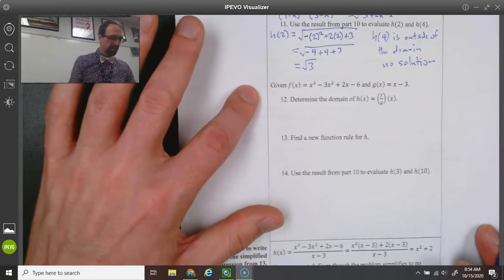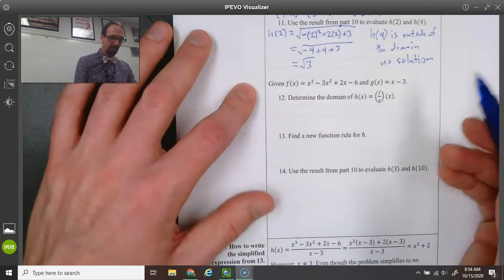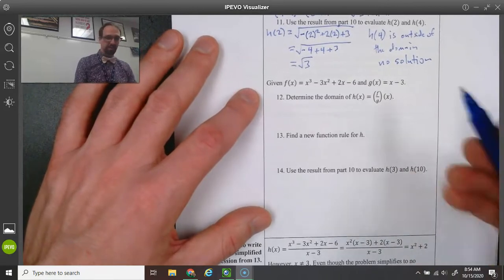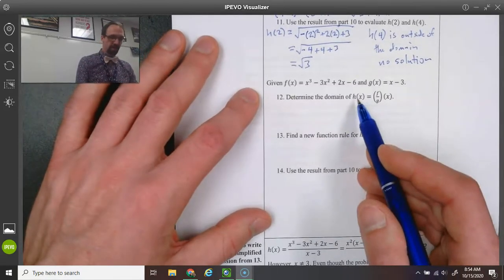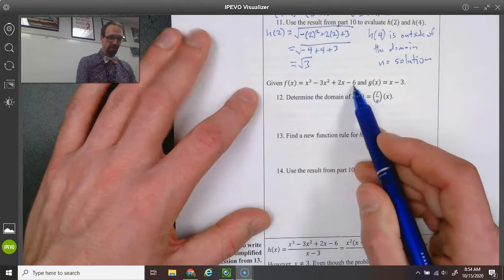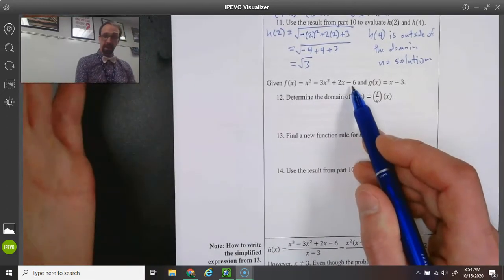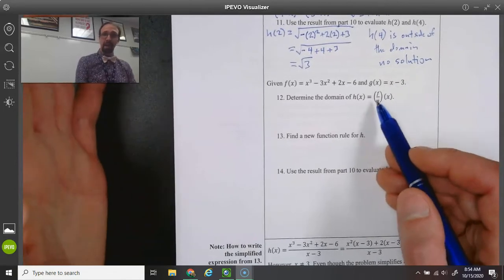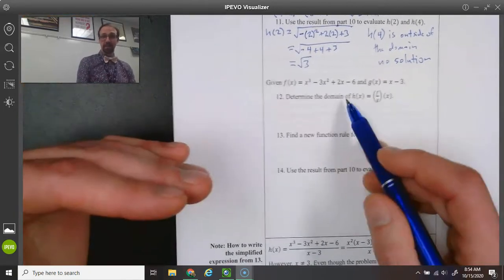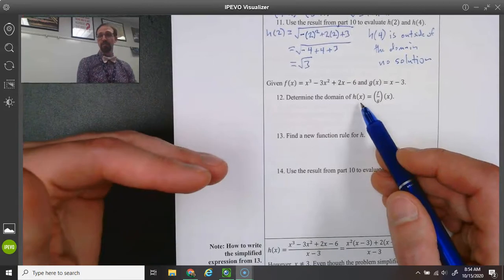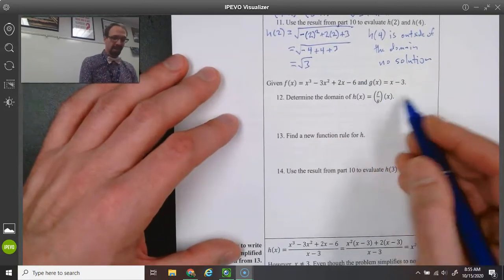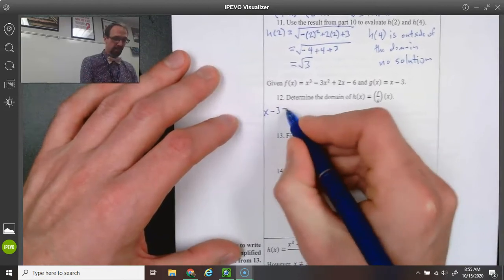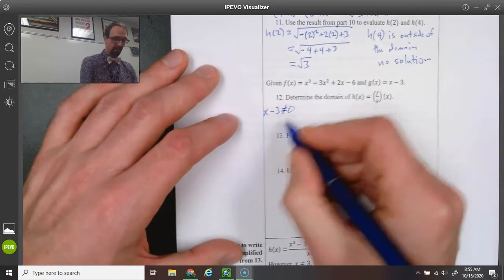In this next one, we now have a function where we're dividing, and then we have that extra component. To determine the domain, there's no issue with g of x, as I'm not taking any even root and not dividing by anything within this function. However, g of x is the denominator of this new function, h of x. So we need to set x minus 3 not equal to 0 and then solve.